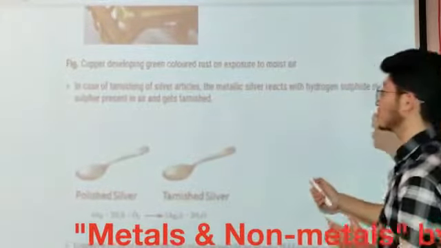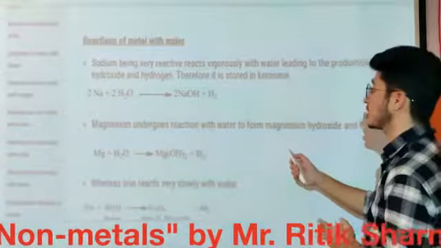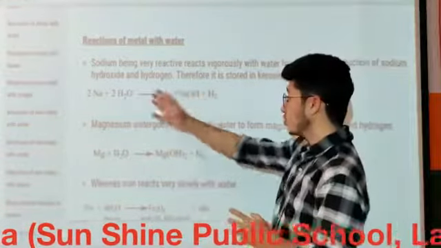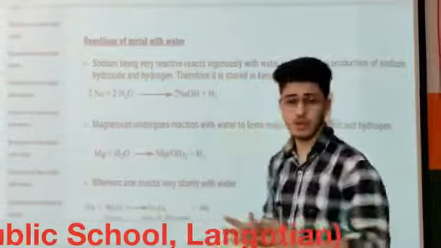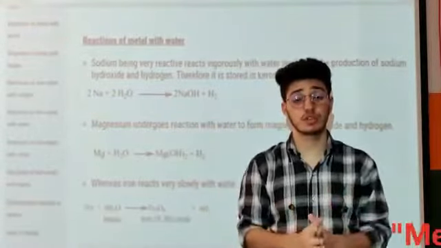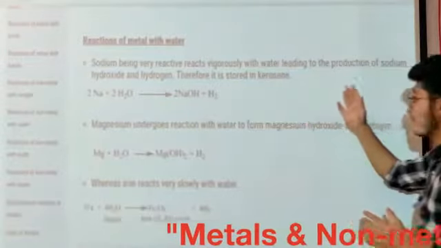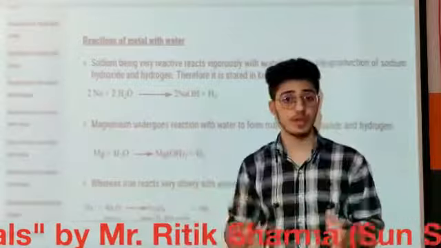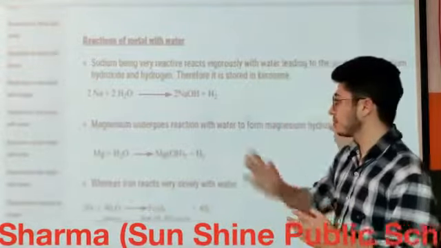Now we will study some basic reactions of metal with water. Sodium is a very reactive metal. We all know that. Sodium is a very reactive metal. So it reacts with water, leading to the production of hydroxide and hydrogen, sodium hydroxide and hydrogen.